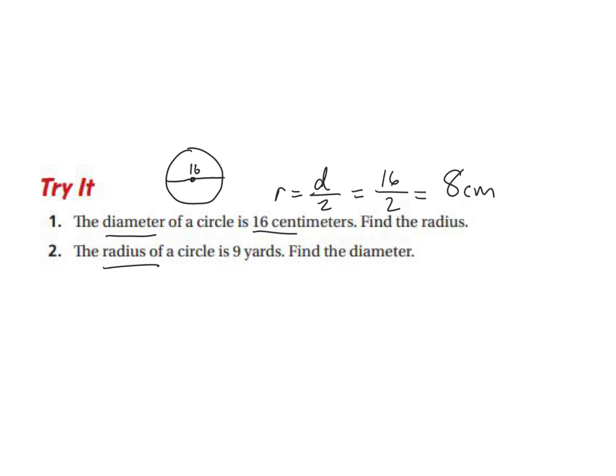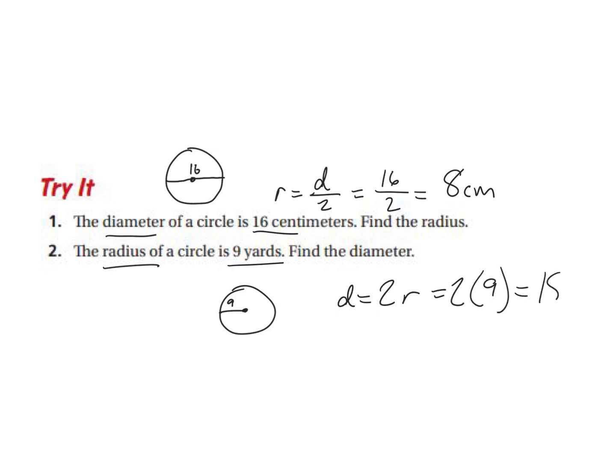For this one, my radius of the circle is 9 yards. So I know that halfway across my circle is 9 yards, meaning my diameter is just 2 times that radius, or 2 times 9, and I get 18 yards.